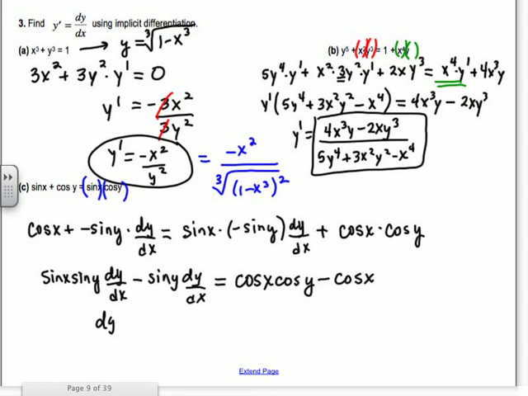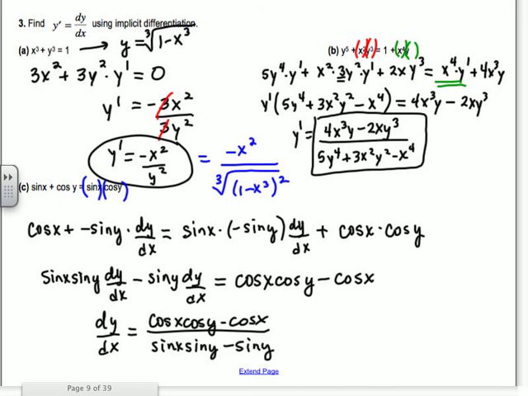Okay, pull out the dy over dx. Can you divide all at once? Can you guys do all this in one step? So we're thinking we're pulling the dy over dx out, and then I'm going to divide by what's left to the other side. So I'm going to have cosine of x, cosine of y, minus cosine of x, all over sine of x, sine of y, minus sine of y. Okay. And a lot of you guys are going to say, can I cancel? Can I do all this stuff? You could pull out a cosine of x on the top, and you could pull out a sine of y on the bottom, but nothing's going to cancel out. Okay, that's as good as it gets.